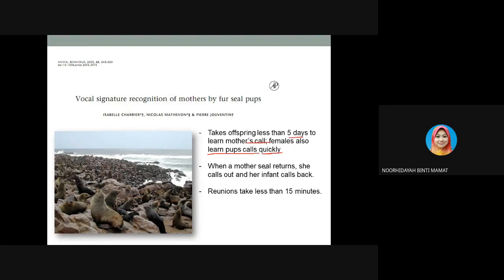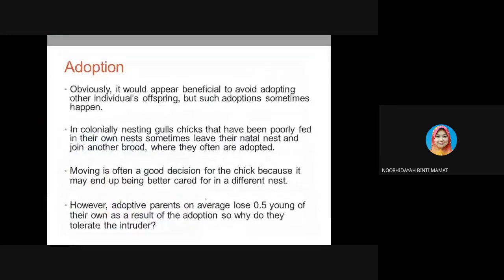And when the mother returns after the 3 weeks of fishing, she calls out and her infant calls back. All right. So the reunion takes less than 15 minutes for the mother to find her own offspring, because they are using vocal and olfactory cues to identify their own offspring from among the thousands of offspring here. So the mother can still discriminate their own offspring. All right. So we move to the adoption.